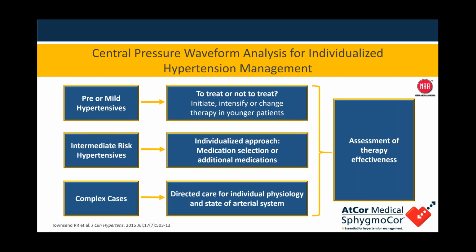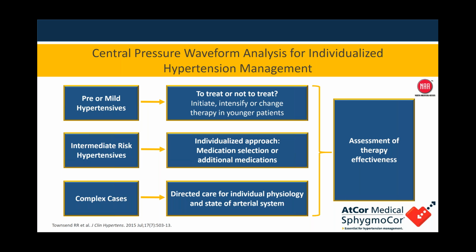So central pressure waveform analysis can really be used in multiple capacities to individualize care in multiple patient types. These are just some examples here. In pre-hypertensives, or people who haven't displayed any brachial hypertension, or mild hypertensives, we can use this to stratify patients into groups whether they need to be treated or not treated. We can decide to initiate therapy, to intensify therapy, or to actually change drug class in younger patients or even older patients based on the central blood pressure, which has more clinical meaning than brachial blood pressure.